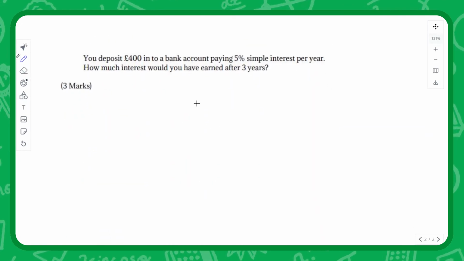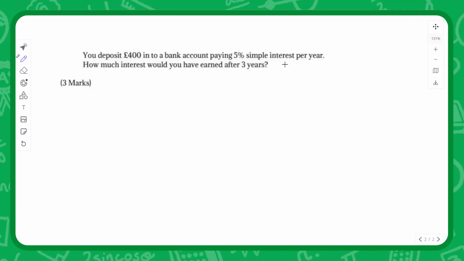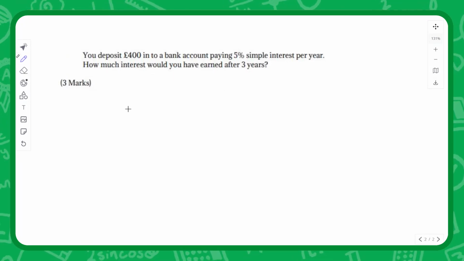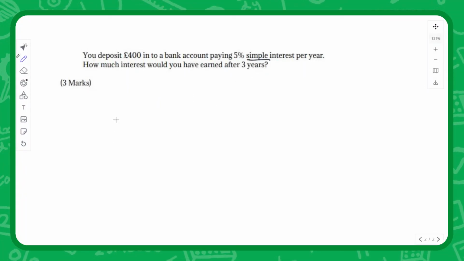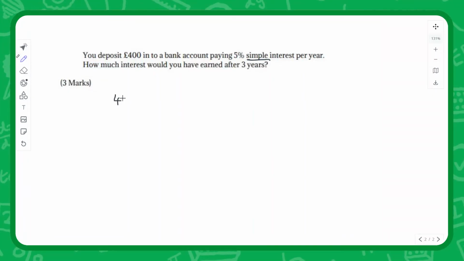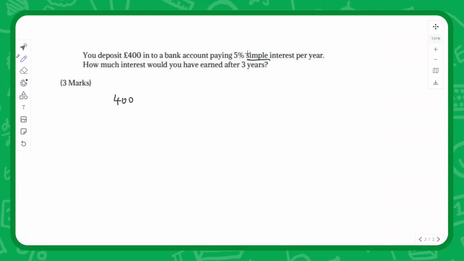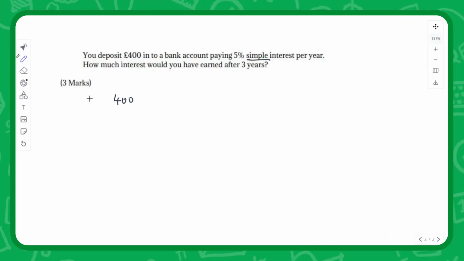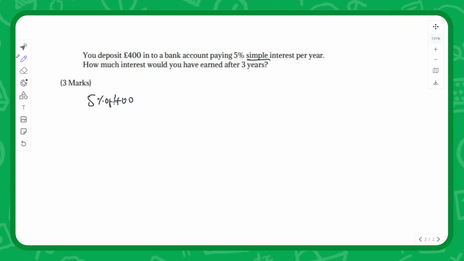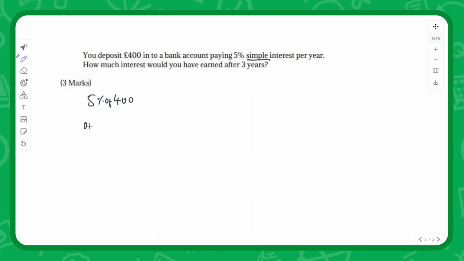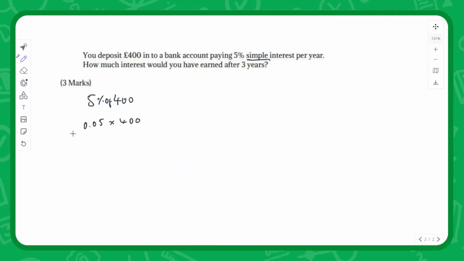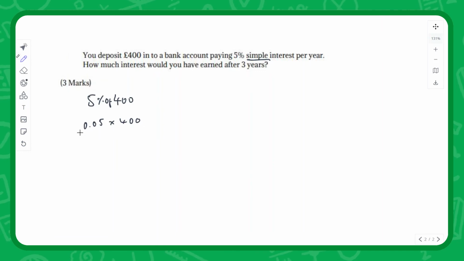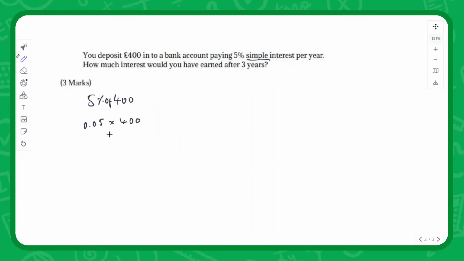Next question. You deposit £400 into a bank account paying 5% simple interest per year. How much interest would you have earned after 3 years? Again, this is fairly similar to what we've seen before, right? It's simple interest in this case. So we take our £400, and if we are adding on 5% every year, what's 5% of 400? It's just 0.05 times 400, that's 5% as a decimal. There is a decimals to fractions to percentages video you can watch on the same YouTube channel, so give that a look if you're not sure how that conversion works.